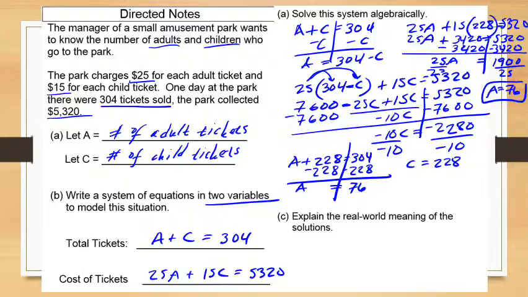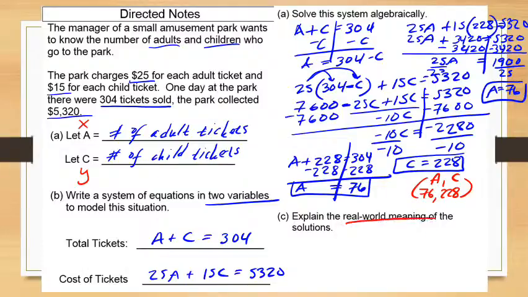So you'll notice again, C equals 228, A equals 76. I need to be careful when I write this as an ordered pair as a solution. Note my A is kind of like my x and my C is kind of like my y. So I need to make sure I'm writing A comma C for my coordinate pair. And so in this case, A comma C is going to be 76 comma 228.